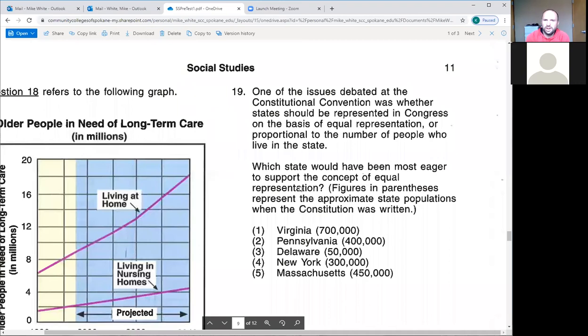It says, one of the issues debated at the Constitutional Convention, when the United States was creating the Constitution, was whether or not states should be represented in Congress on the basis of equal representation. In other words, every state gets equal representatives, or proportional to the number of people who live in the state.